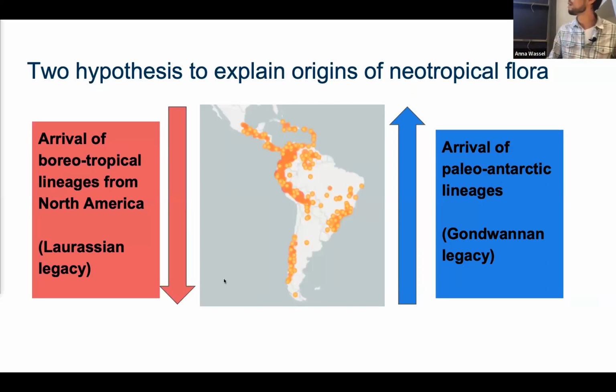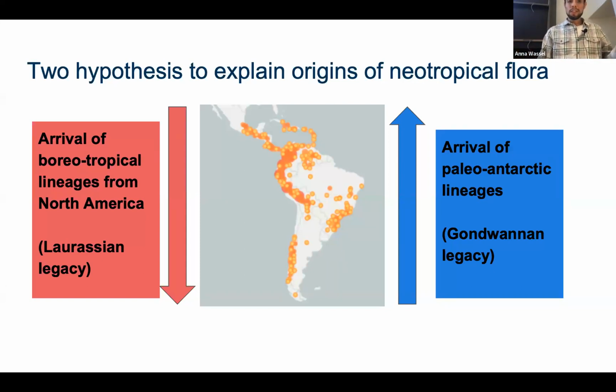So there are 2 main broad hypotheses to explain the origins of neotropical flora. One of them posits that lineages might arrive from boreotropical locations and from North America, basically, and they might disperse southwards. This suggests a Laurasian origin of these lineages, whereas alternatively, they can be derived from Paleo-Antarctic lineages, suggesting a Gondwanan origin of these lineages at a deeper scale.